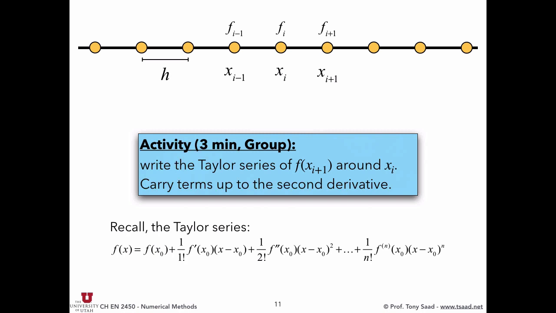So around xi, f of xi plus 1 around point xi. Trust the force, Jeff. You already helped us get the right answer for the slope, right? Yeah, trust yourself.